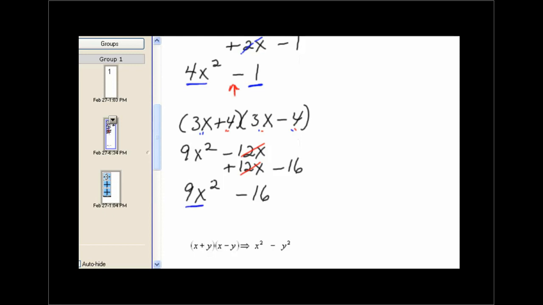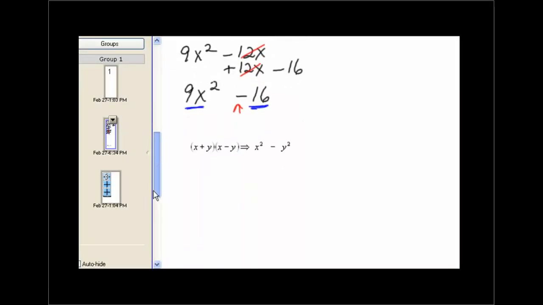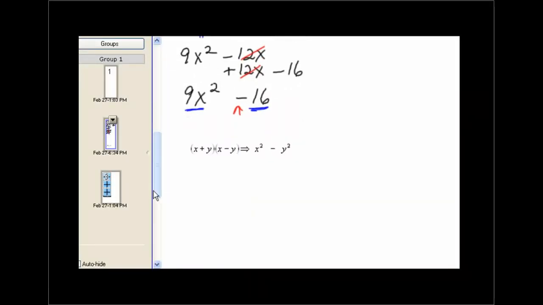Again, 9x squared is a perfect square, 16 is a perfect square, and we have the minus sign in between. So to summarize, when you are multiplying two binomials whose only difference is their sign, the result will be x squared minus y squared. This is, again, the difference of two squares.